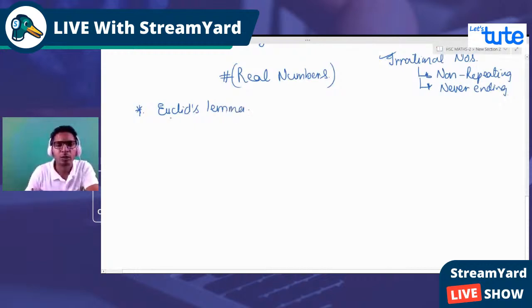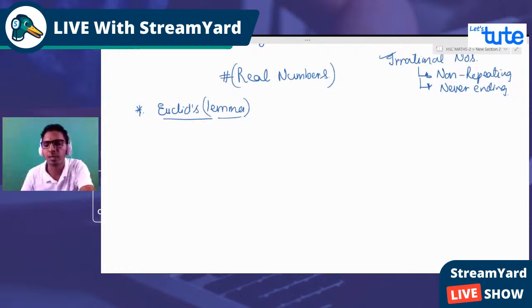Okay, what is Euclid's lemma? Lemma is basically any statement which is already proved. You don't have to prove this again. That is called a lemma. So what is Euclid's lemma stating? Let me give you the definition, or let me explain this.